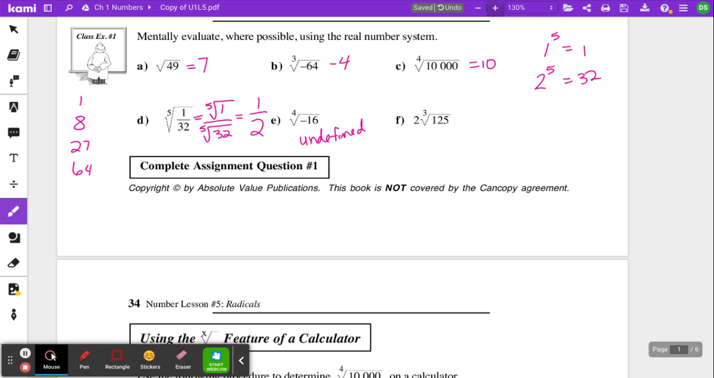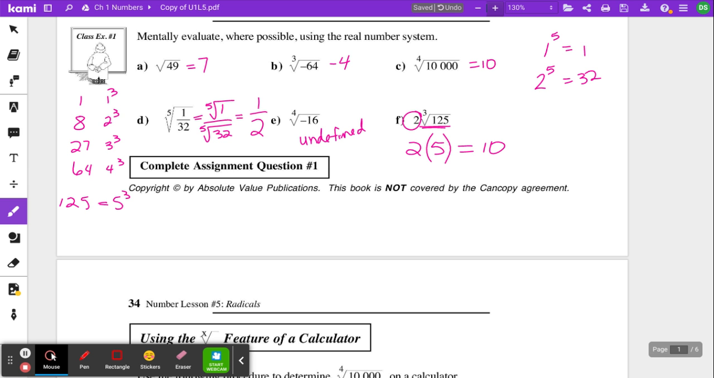Okay? How about 2 times the cube root of 125? What is the cube root of 125? Does anybody know? Let's go back to my list. What's 5 cubed? Oh, so the cube root of 125 is actually a 5. Is my answer 25? No, my answer is 2 times 5. Remember that 2 in the front. This 2 here is multiplying whatever the cube root of 125 is. Cube root of 125 is 5. Times it by 2, you get an answer of 10.